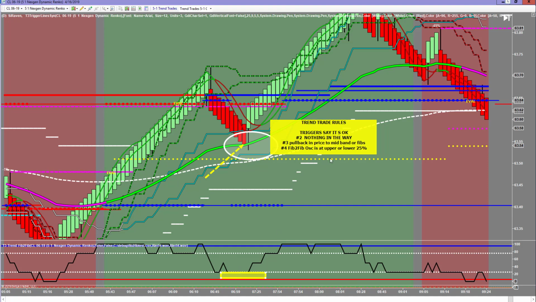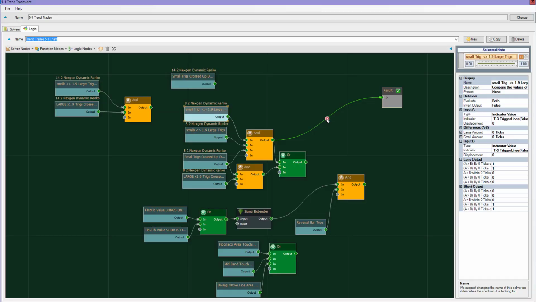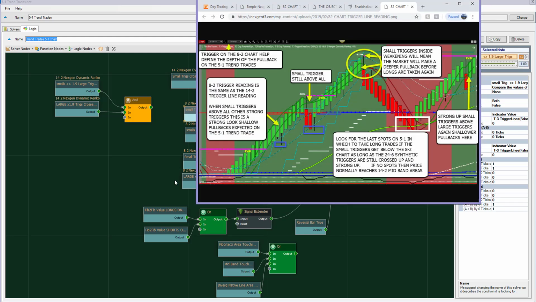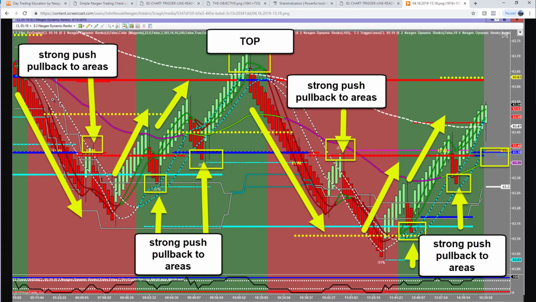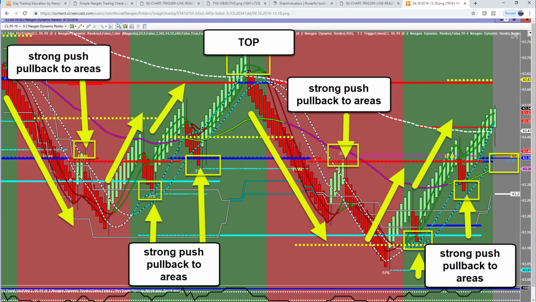Now, what I've done with this little simulation, or visualization program, is I've put together all of these pieces. We're going to do it with just the 8-2 triggers first, because we've done a lot of lessons to this effect over the last couple days, where we use the 8-2 triggers for 5-1 trend trades. More specifically, this was day before yesterday. What I was trying to get you guys to visualize is the strong push, where the triggers are, and then one trend trade short, and then the strong push and one pullback for a trend trade long.